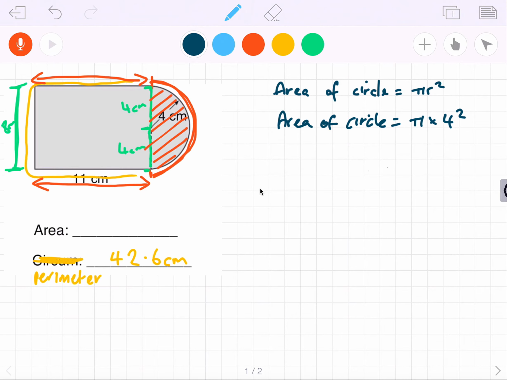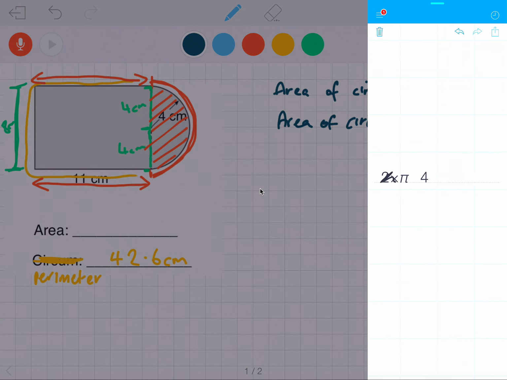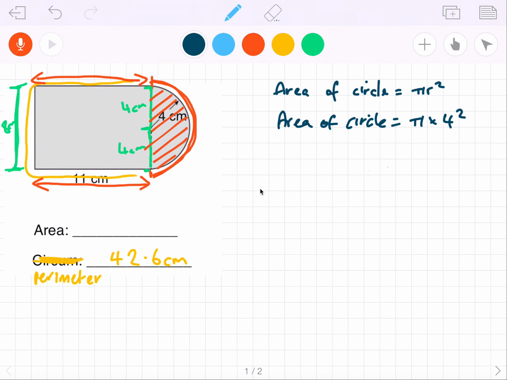I'll grab my calculator again. I'm going to get rid of this one. Hopefully that disappears. There we go. This time we'll do pi times the radius, which is 4, squared. That tells us the answer is 50.26. We want it to one decimal place, so that's 50.3. So A equals 50.3.